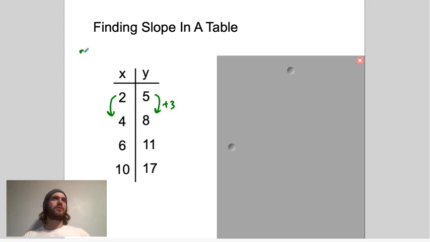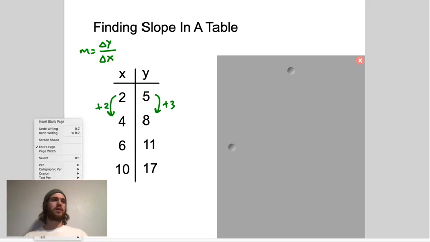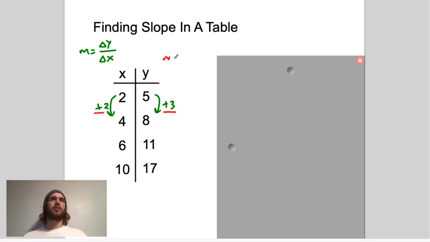Remember, slope is delta y over delta x. The change in y is always in the numerator, change in x is in the denominator. So here I added 2. Ladies and gentlemen, there's my slope. This is how y was changing, okay? This is how x was changing. So my slope is m equals 3 over 2.